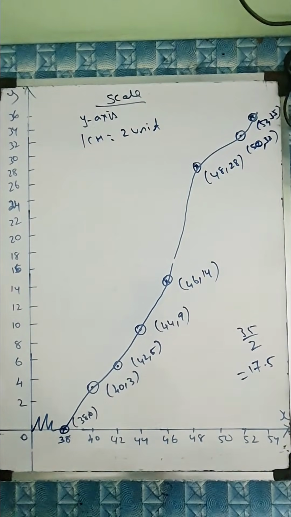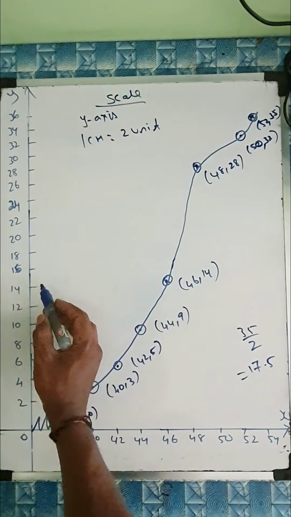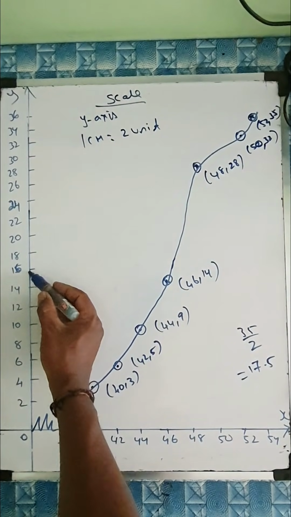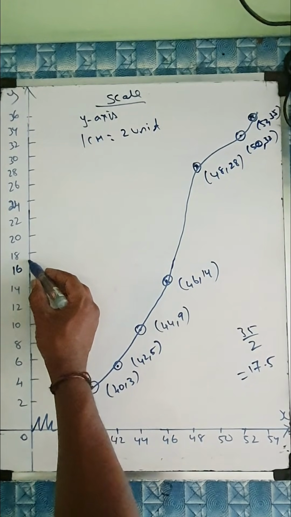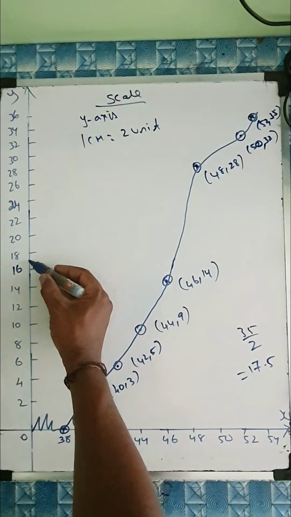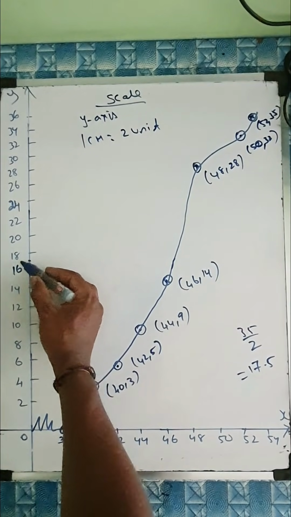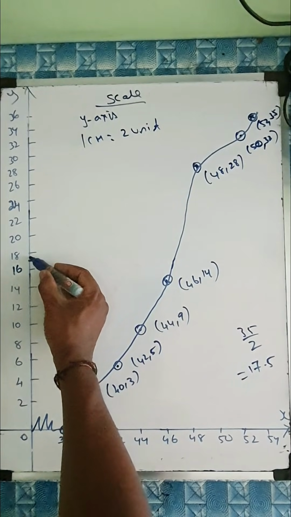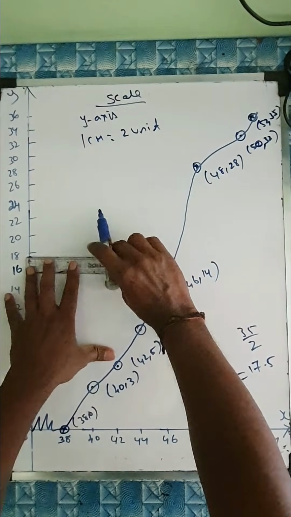Now take your scale. You have already drawn the graph. In the graph itself, mark 17.5 here. I think this is 16, and the middle line will be 17. After that you take 2.5 boxes, because 17.5, since the middle one is 17, and after 2.5 boxes you draw a straight line here.